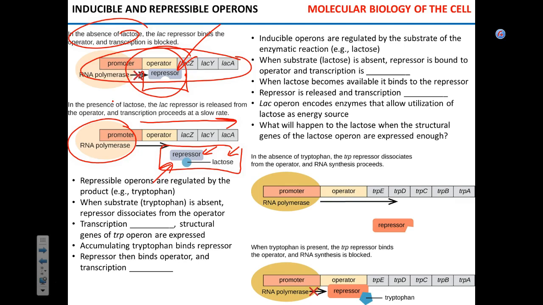You have more substrate, you have less repression, you produce enzymes that break down substrate. When the substrate's gone, the repressor goes back to the DNA, stops the transcription. Does that make sense? This is the inducible operon.